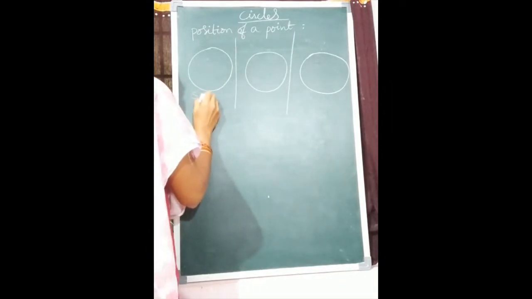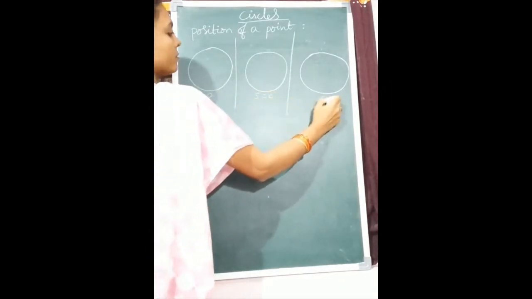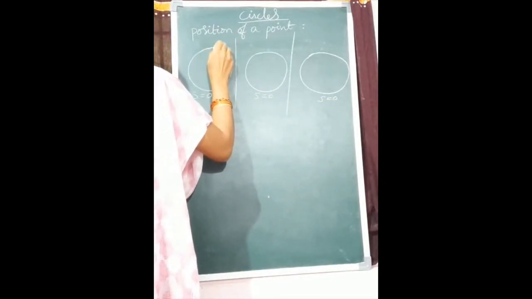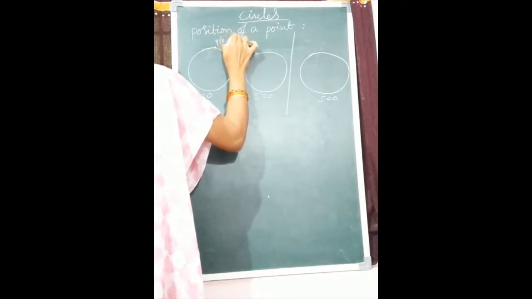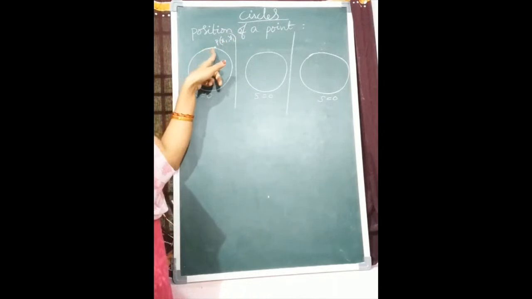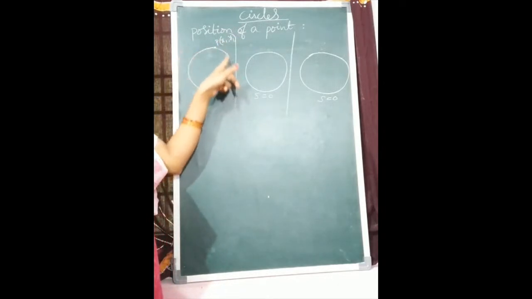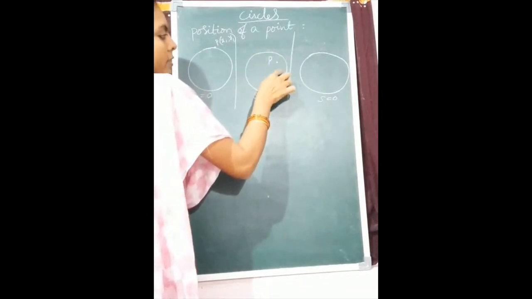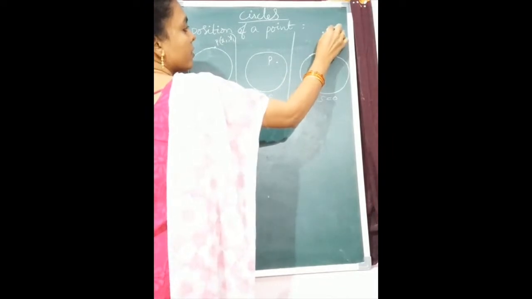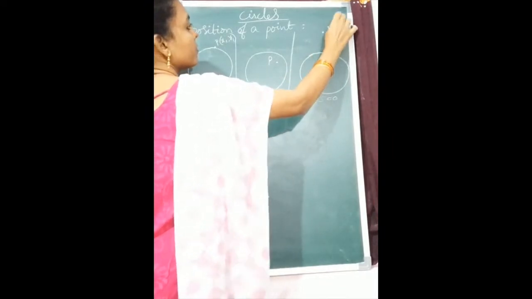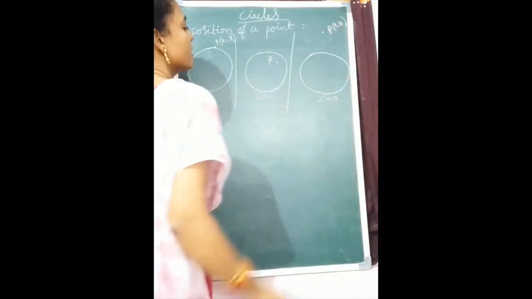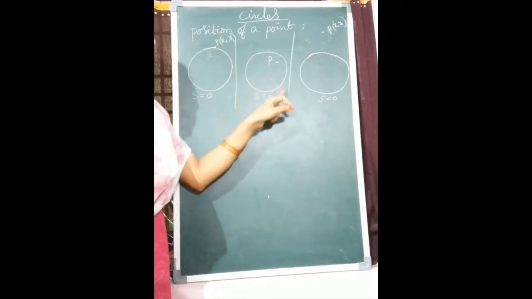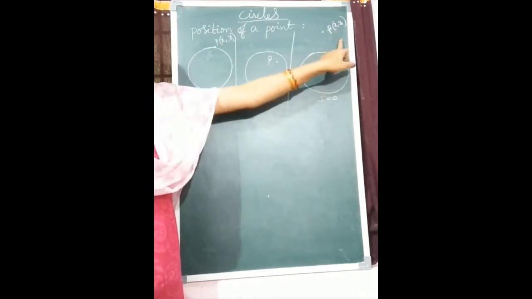First, say this is S is equal to 0. Here we take P, x1, y1. We take any point P. So P lies on the circle, and P lies inside the circle, and P lies outside the circle. These are three locations: P lies on the circle, P inside of the circle, P outside of the circle.